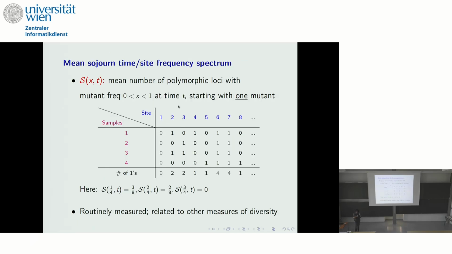The quantity that I want to focus on is slightly more complicated than what I described in the beginning. It's called mean sojourn time, or a related quantity called the site frequency spectrum. It's a little bit complicated, but let me explain using an example.